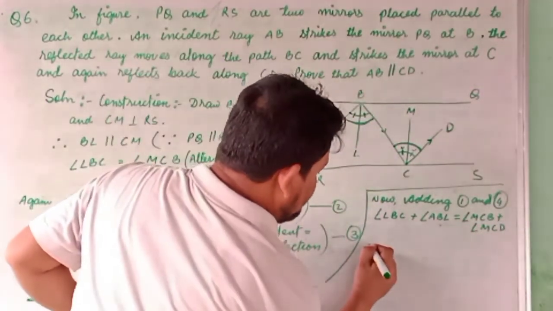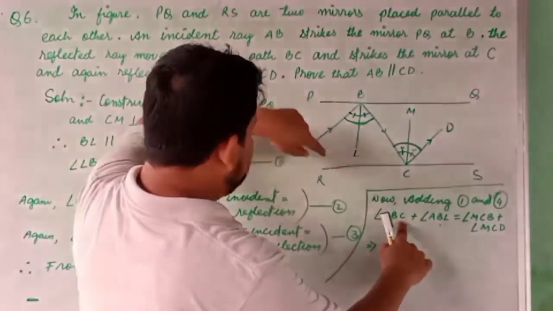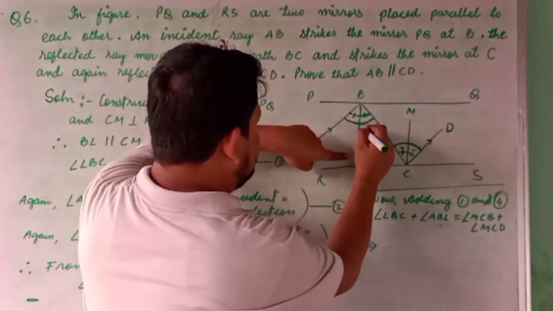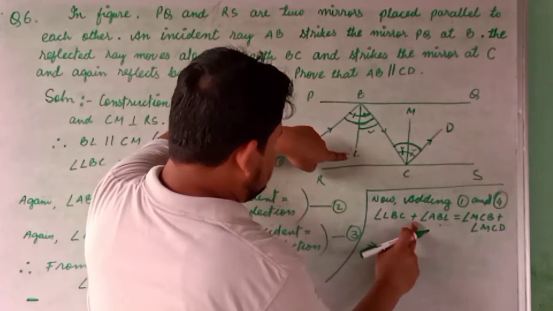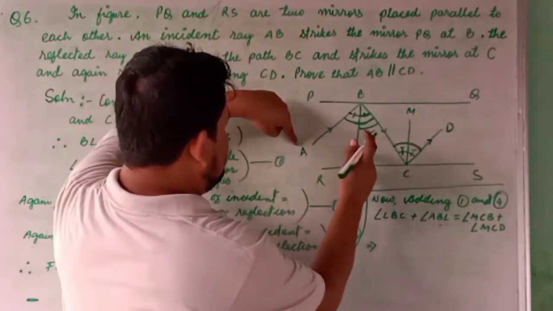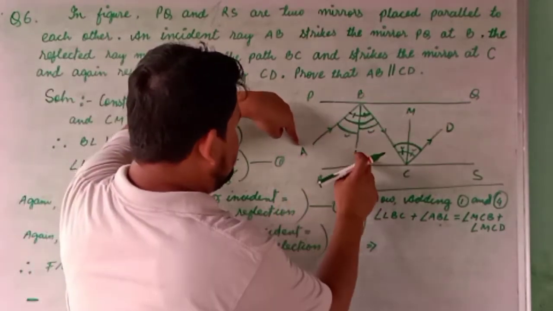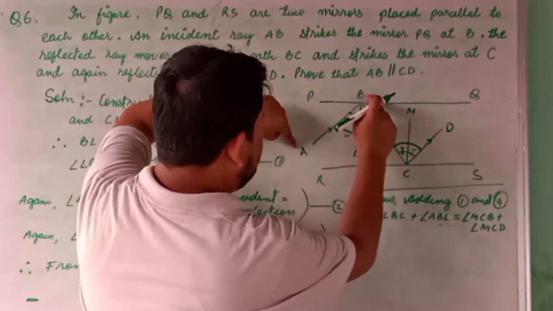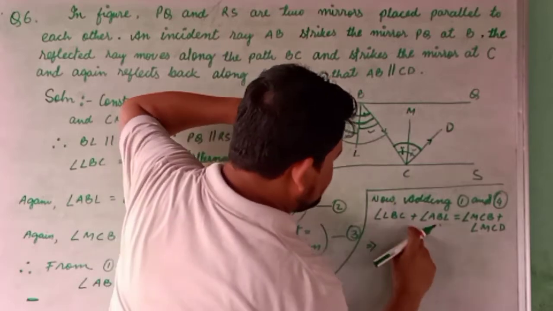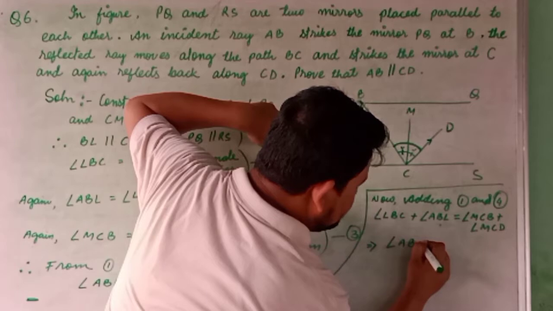Now let us check this one. Angle LBC, that is talking about this angle, plus angle ABL. Where is ABL? That means this angle plus this angle. What are we going to have? Angle ABC, the whole total angle. So when we add these two, we are getting angle ABC.